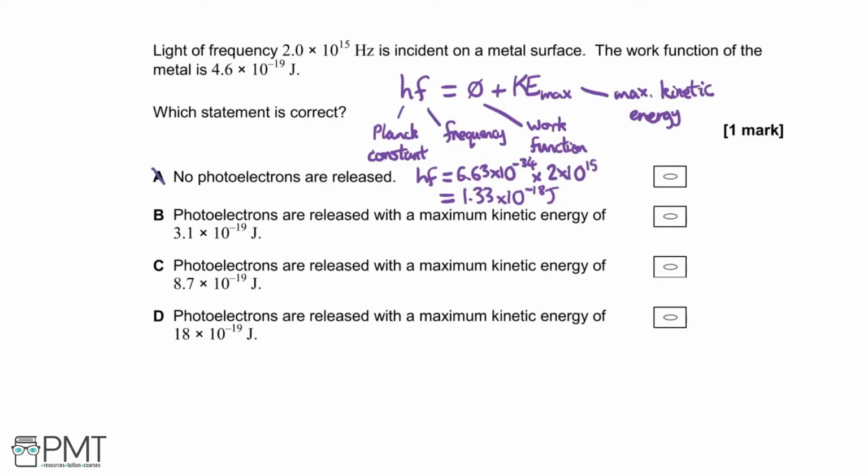Now, the quickest way to work out whether the answer is B, C, or D is to find the difference between the work function and the energy of the photons. Because as you can see from the original equation, we have to add the work function to the maximum kinetic energy to get the energy of the photons. So rearranging, we can say that the maximum kinetic energy is equal to hf minus phi, or minus the work function. So the kinetic energy of those electrons, or the maximum kinetic energy, is going to be 8.7 × 10⁻¹⁹ joules. So without even having to deduce the correct answer, we know that it's going to be C.